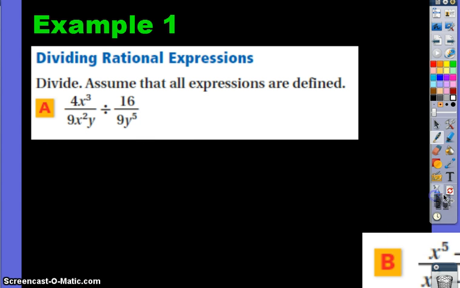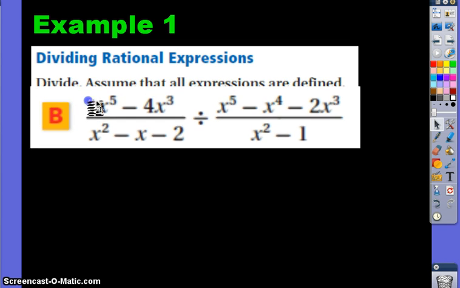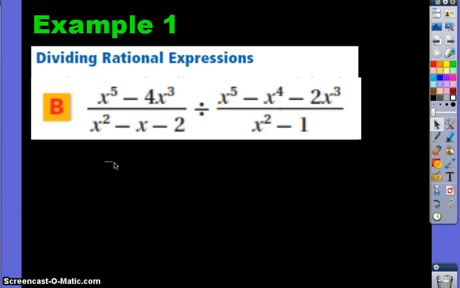All right, let's look at problem B of example 1. Again, same rules. We want to assume that everything is defined. All right, this time a little bit more challenging. Of course, we want to remember that, like I said, we're going to keep, change, flip. We're going to multiply by the reciprocal. So let's go ahead and do that. Just write that out first.